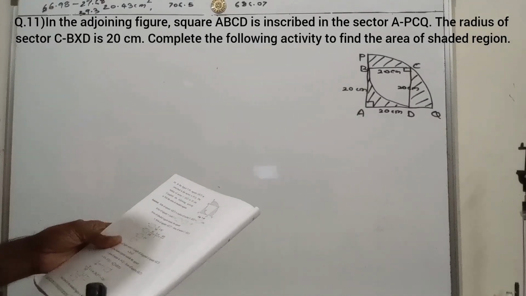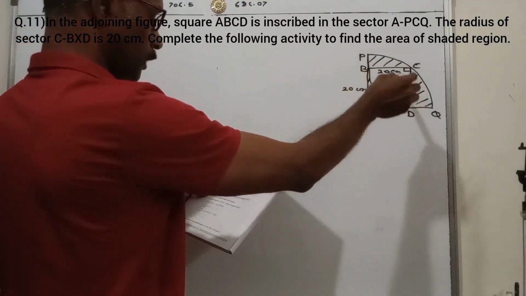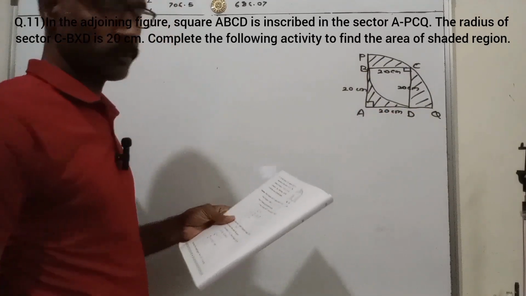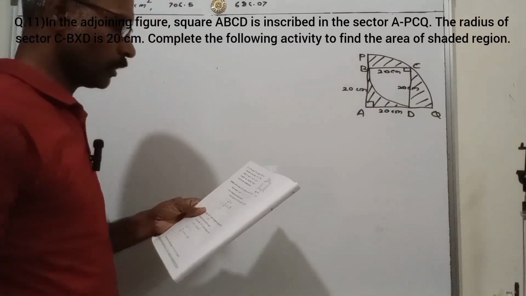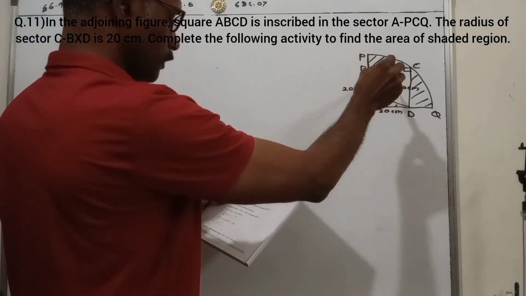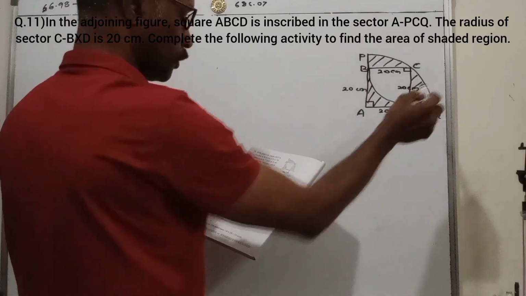Question number 11. In the figure 7.48, square ABCD is a square, means all sides are congruent, is inscribed in the sector A-PCQ.